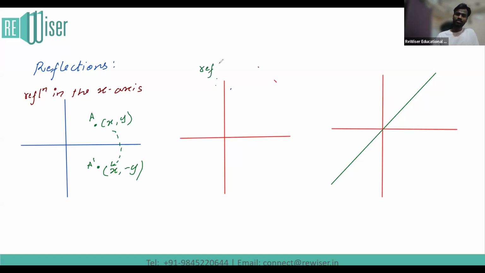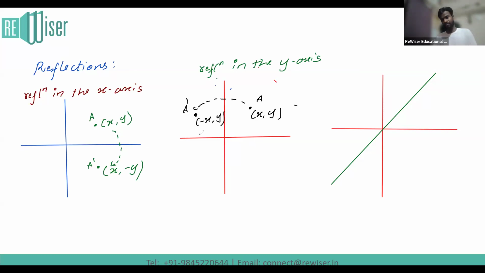Then if I talk about reflection in the y-axis, if I have point A here, let me take it as x comma y. When I reflect this in the y-axis, the point A dash has to be minus x comma y. The x coordinate has to get multiplied with negative.